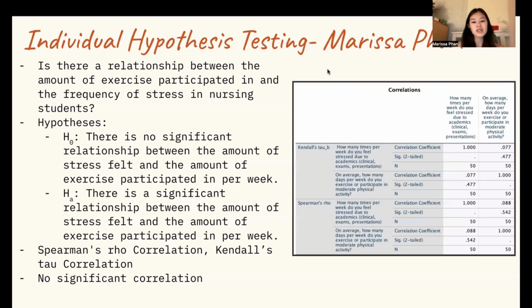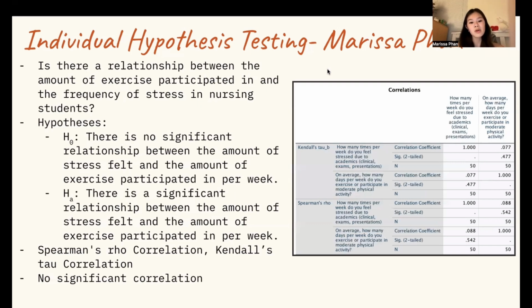The results from Kendall's Tau correlation indicated a very weak positive relationship between the amount of stress felt and the amount of exercise participated in per week, as the correlation coefficient is very close to 0. T equals 0.077 and P equals 0.447, so this means that it is not statistically significant, and we cannot conclude that there is a significant relationship between these two variables.